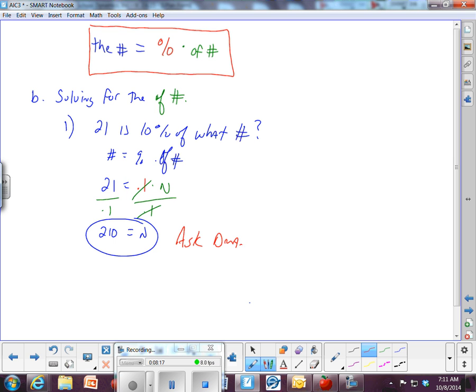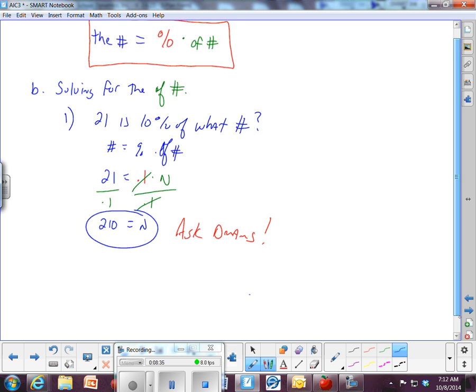And I'm going to ask the ma'ams: does my answer make sense? 21 is 10% of 210. Yes, I like it. Sounds good. Sounds like we're in great shape. That's what I want to do. Let's do a second one of these. Number 2.